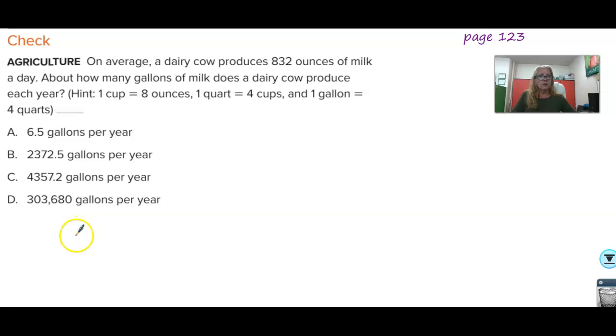Oh, it's still milk. What is with all these dairy people? On average, a dairy cow produces 832 ounces of milk a day. About how many gallons of milk does a dairy cow produce in a year?